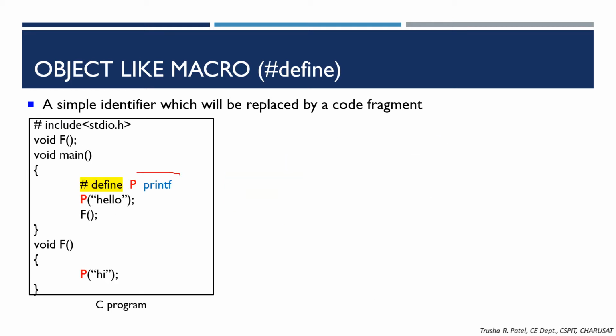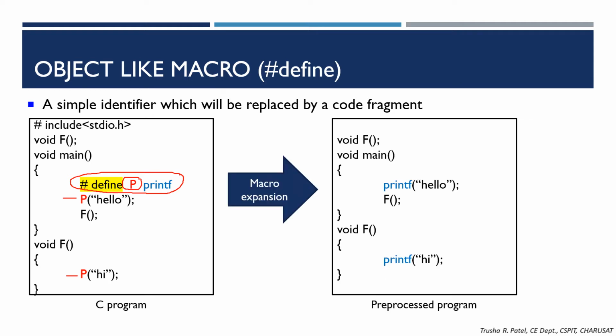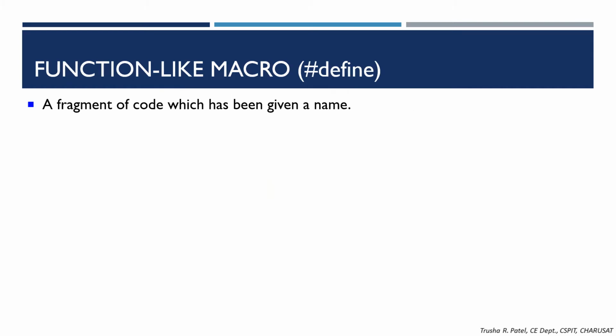Same way, I can write the #define statement inside the void main as well. Here I have defined p as a variable and the body of p is printf, and I have used this p two times, one time inside the main and the other in a user defined function. After the macro expansion, both these p are replaced with printf and this #define statement will be omitted from the program. The next type of macro is the function-like macro.